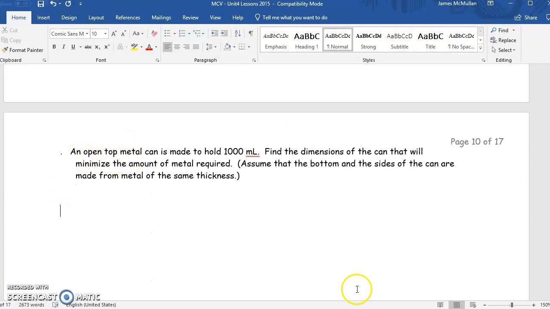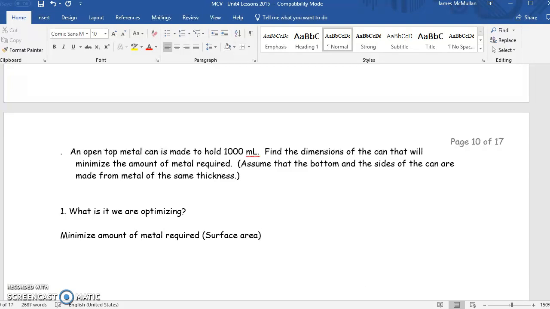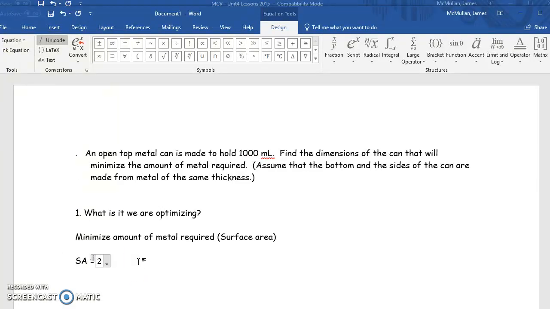Okay, so I was saying in class, the first thing you want to do is create a relationship: what is it we are optimizing? And of course in this case, we want to minimize the amount of metal required. That would be the surface area, and the surface area of a can is equal to... so what do we have?